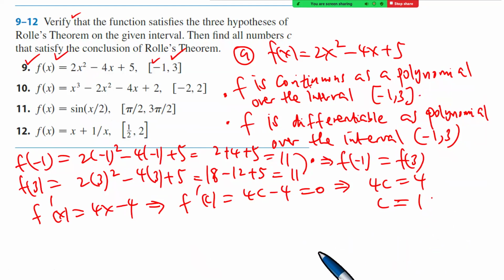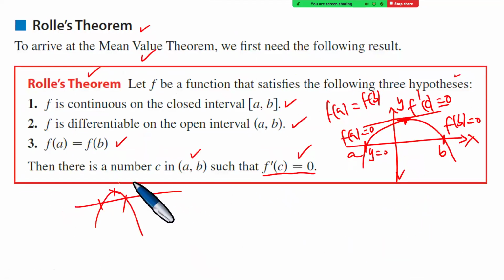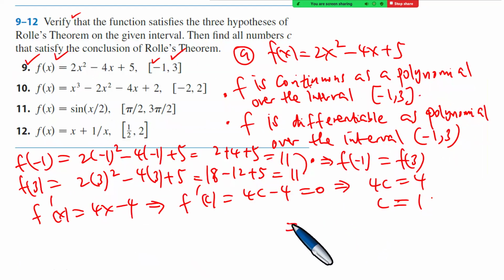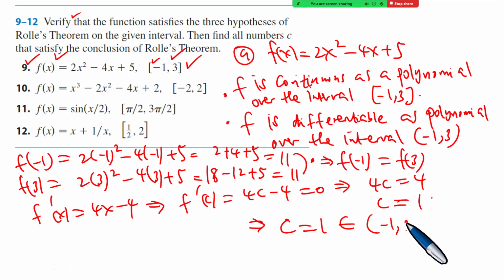Now we ask ourselves the question: is this number c in the open interval? Because the conclusion is that there is a number c in the open interval (a, b) such that f prime of c equals 0. So we check. This implies that c equals 1 is a member of the open interval. They've given it as closed, but you know that this must be open. And clearly the number 1 is between minus 1 and 3.